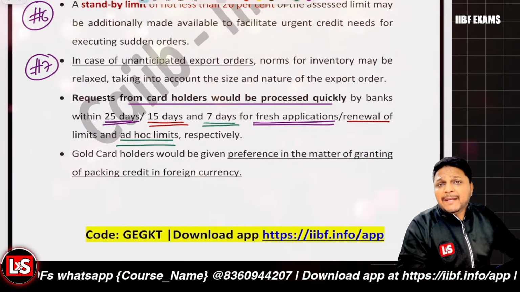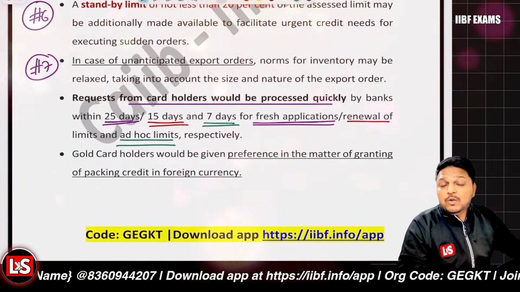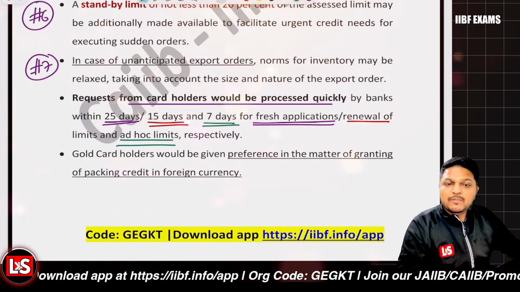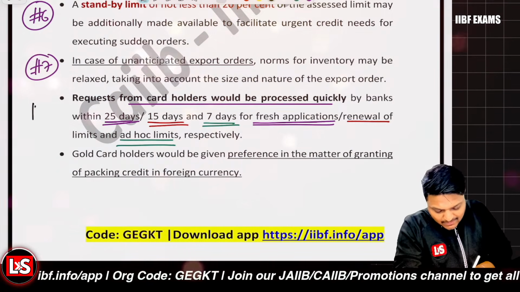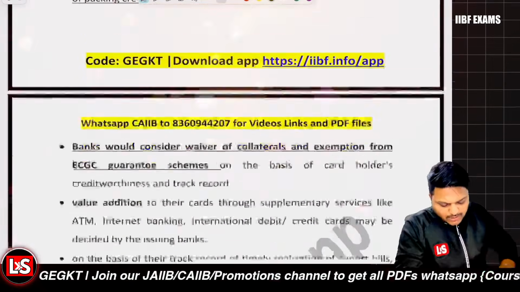And even if the banking credit limit in foreign currency is to be given, right, the gold card holders will be given a priority over the other exporters. So that's basically related to benefit number 9 that's available to the gold card holders.